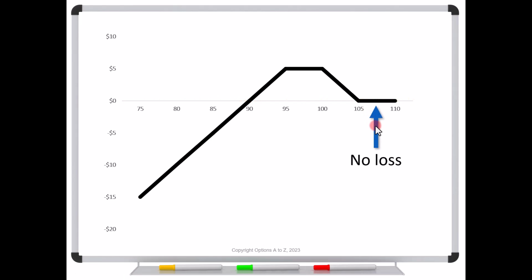So because we received $5 for the sale of the put, and we have a $5 difference in the strikes in the spread, we have no loss at this end of the graph. So we've got a fairly wide range in here for profits. And in fact, if we initiated this position with the stock here in the center, let's say at 97.5, we've got a 7.5% move to either side to get to these break-even points.